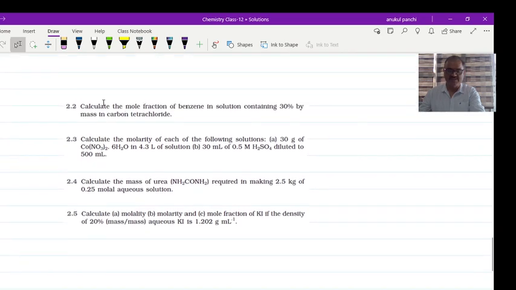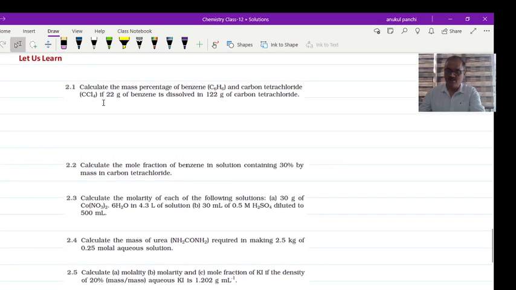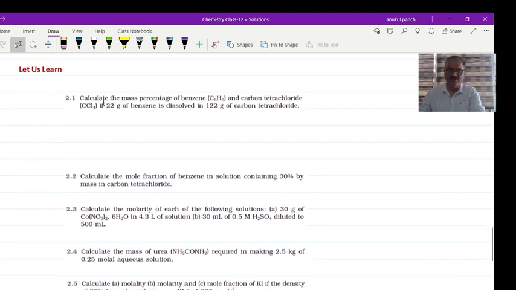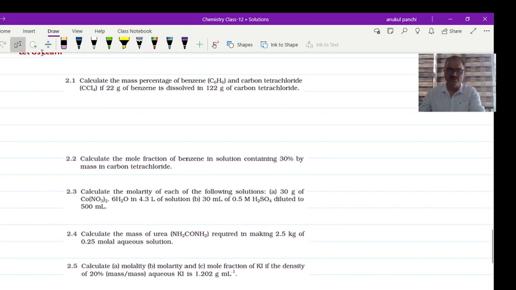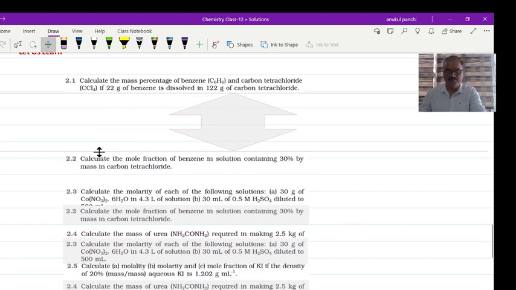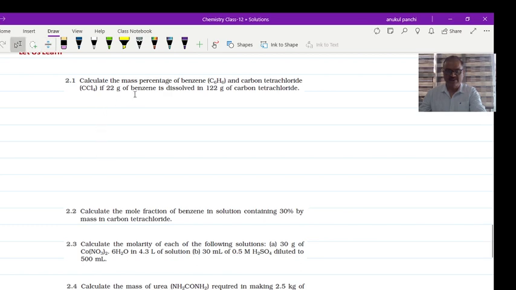These 5 problems are there. Solve these right now so that your understanding gets better. For example, in the first numerical, you are given: calculate the mass percentage of benzene C6H6 and carbon tetrachloride CCl4 if 22 gram of benzene is dissolved in 122 gram of carbon tetrachloride. How shall we solve it?